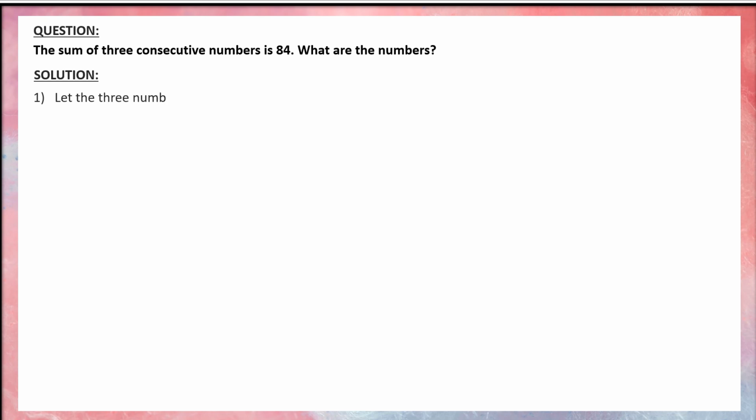We don't know what these three numbers are. But since they are consecutive, it simply means they follow each other. So if one is 1, the other one will be 2, and then the other one will be 3. That is how numbers follow consecutively. If one is 3, the next one will be 4, and the next one will be 5. But in the real sense, we do not know what these numbers are.